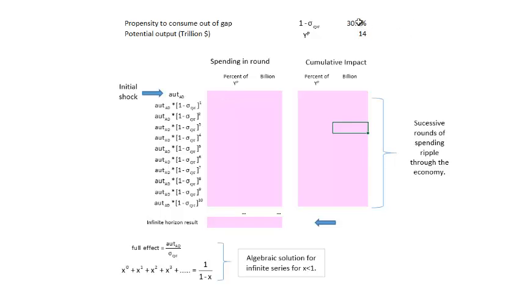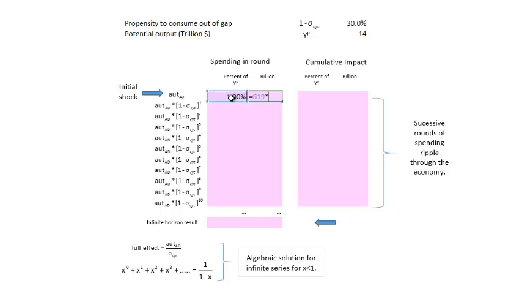So here we can see our assumptions that 1 minus the marginal propensity to save out of the transitory income, 1 minus sigma sic, another name for that is the propensity to consume out of the gap or out of transitory income, is 30%. That means that we're saving 70% of our transitory income. Our potential output is 14 trillion. So we've assumed that our initial shock will be 1% of potential output. So we can calculate this in billions of dollars.